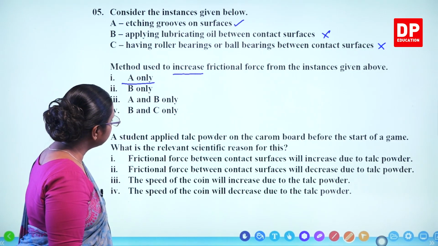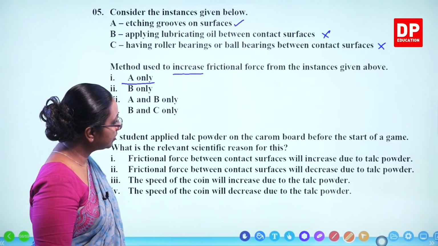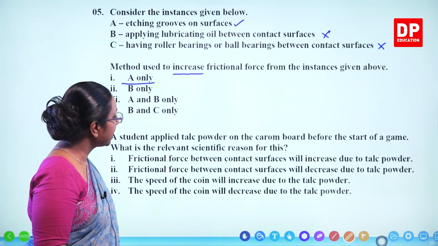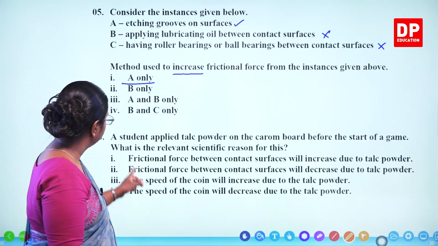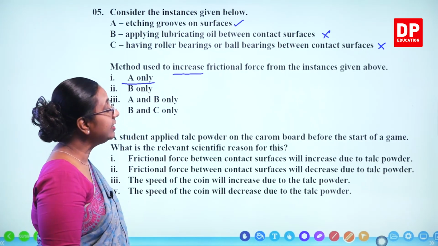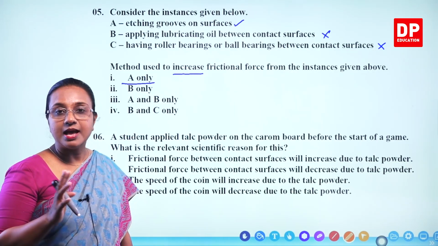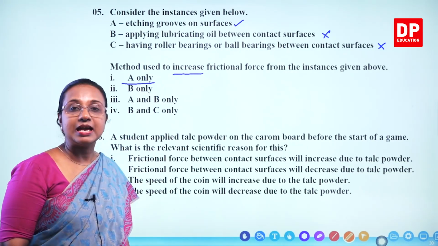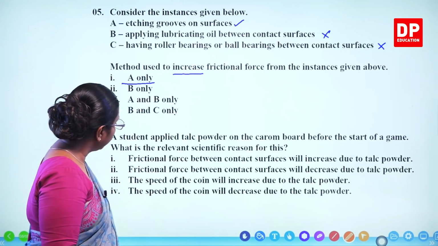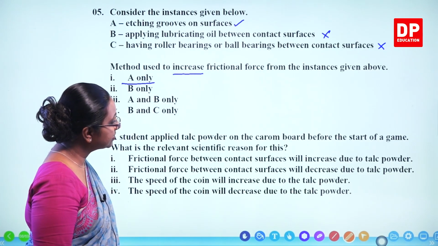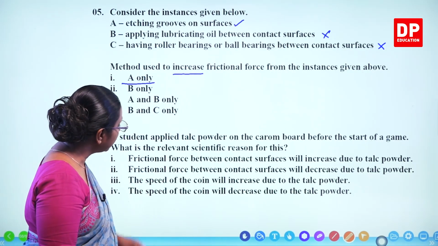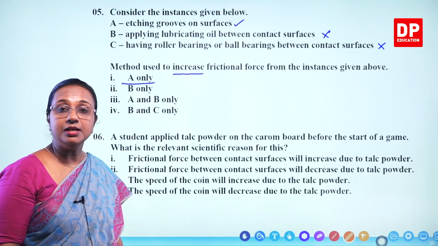Sixth one. A student applied talc powder on the carom board before the start of a game. What is the relevant scientific reason for this? First one, frictional force between contact surfaces will increase due to talc powder. That is wrong. You know talc powder acts as a lubricant. It reduces friction. Frictional force between contact surfaces will decrease due to talc powder. That is correct.